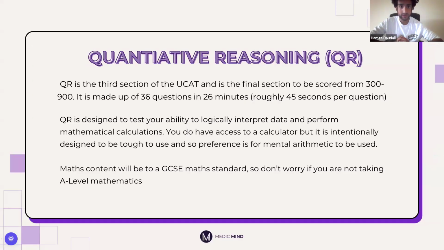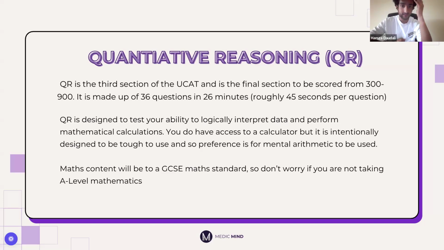And then you move on to quantitative reasoning. Quantitative reasoning is the third section of the UCAT, and the final section to be scored from 300 to 900. Nowadays, your UCAT score jumps between 900 and 2,700. That's the range of scores that you'll have now. Before, it used to be between 1,200 and 3,600. But because of the removal of abstract reasoning, quantitative is the last section to be scored from 300 to 900. It's made up of 36 questions in 26 minutes, roughly 45 seconds per question.